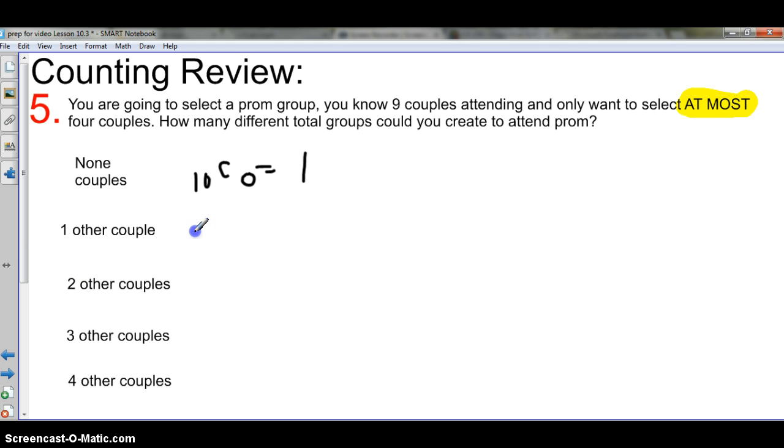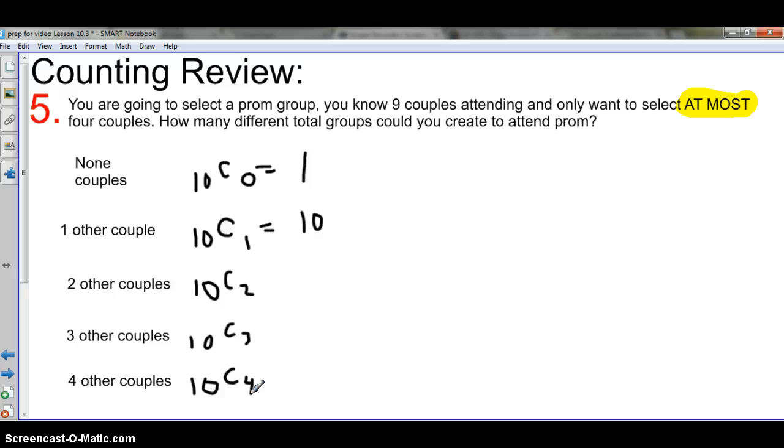1 other couple means you've got 10 choices, and you're going to choose 1 couple to go with. So there's 10 ways. You can do that without a calculator. Just choose 1 of them. With the 2 other couples, this is probably where you will have to get your calculator out. 10 choose 2. This is 10 choose 3, and this is 10 choose 4. Because it doesn't matter the order. That's why we're using combinations here. All that matters is who's going.